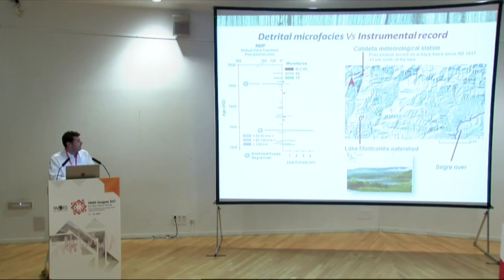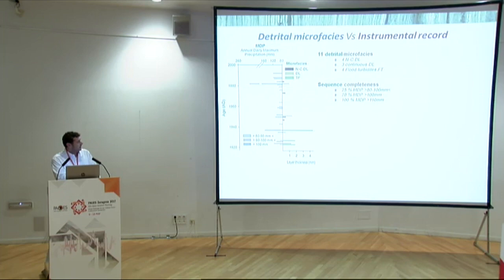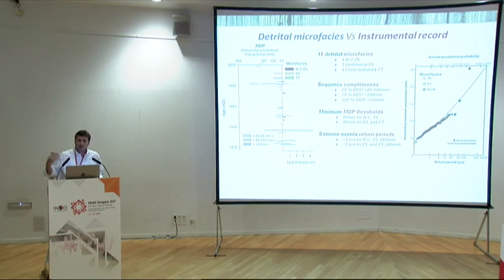Well, if we look in detail at this, we've got 11 detrital facies during the last 80 years. We've recorded 70% of the events higher than 100 millimeters. And we've also got a minimum precipitation threshold for the generation of these detrital layers: 80 millimeters for the non-continuous detrital layers and 90 millimeters for the detrital layers and the flat turbidites. That corresponds to a 2-year return period for the detrital layers and a 4-year return period for the turbidites.